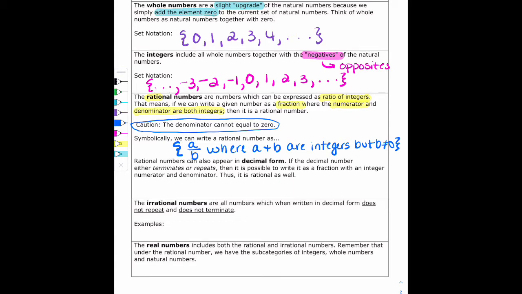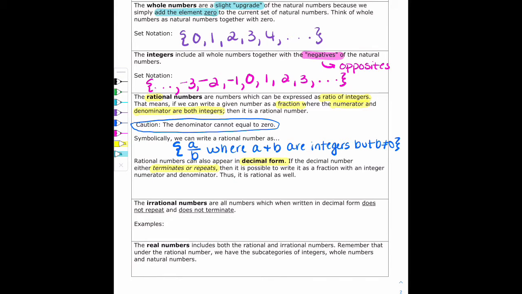Now, special note underneath, rational numbers can also appear in decimal form. So we have rational numbers written as a fraction, as a decimal, but it's very important you understand the characteristics of that decimal. The decimal number has to either terminate or repeat. As long as that's happening, it is possible to write it as a fraction with an integer numerator and denominator, which therefore makes it rational as well.